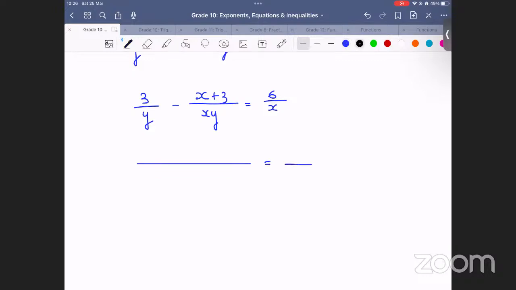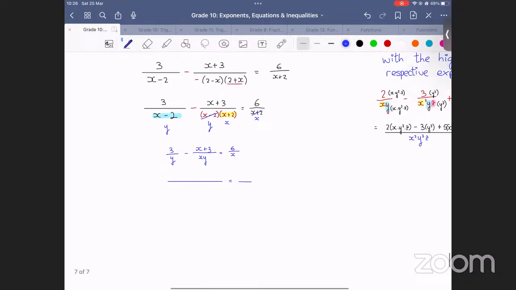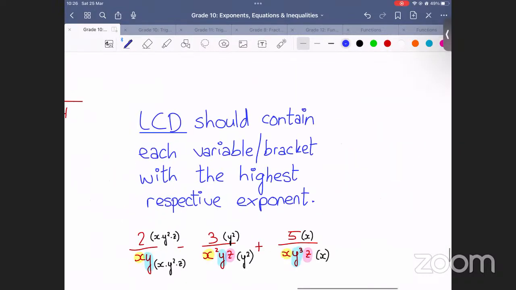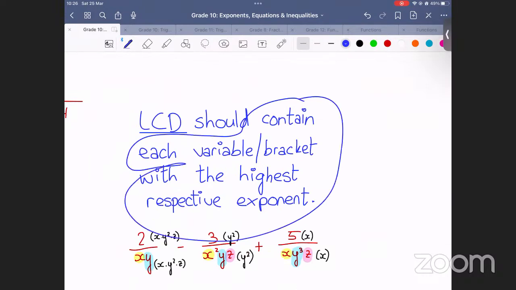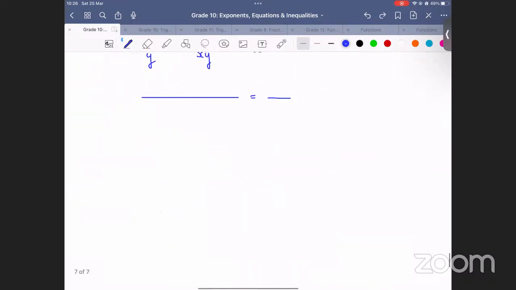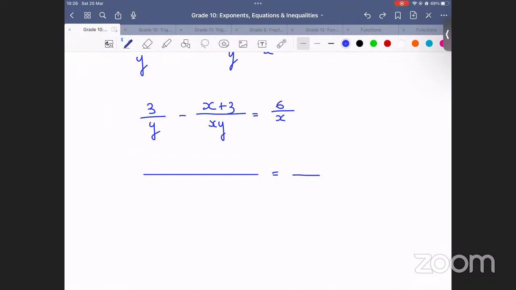So here it's going to be a multiplication of the variables. It should contain each variable with the highest respective exponent. Here we have two different variables, x and y. So the highest exponent of x is x to the 1. And the highest exponent of y is just y to the 1. So just y. And that's my LCD, xy.